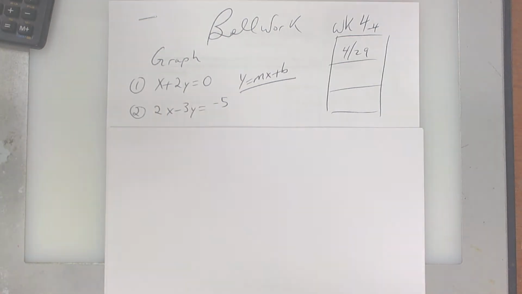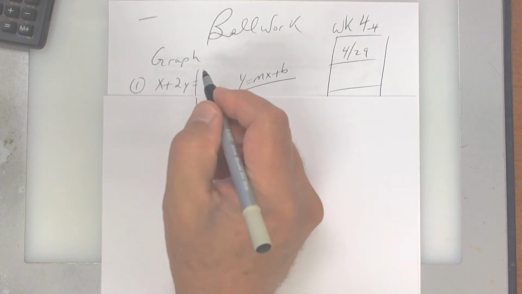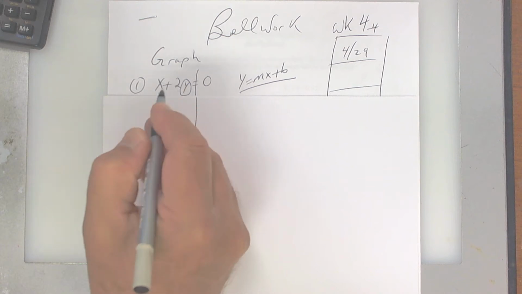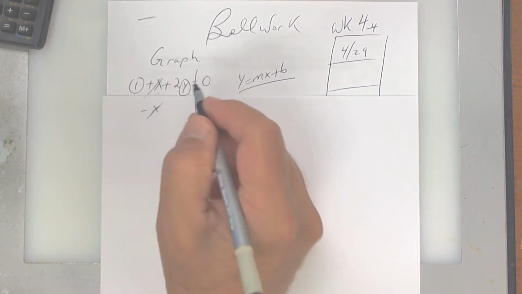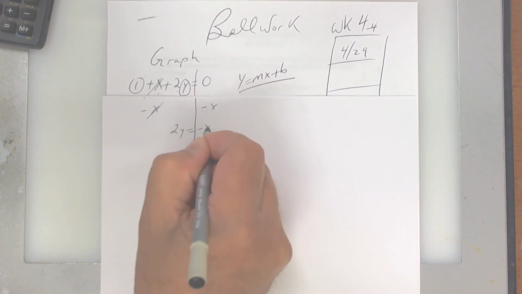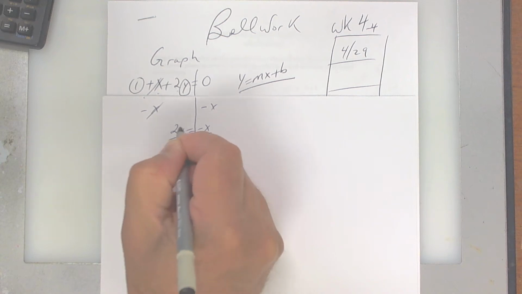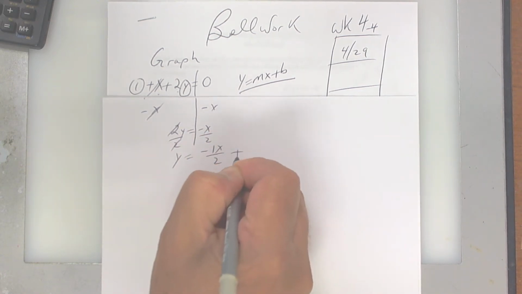All right, let's take a look here. Well, to graph these, you have to get y by itself. So draw a line and then circle the y. So you want to get rid of the x first and then the 2. So you want to subtract x because it's a plus. Then you want to divide by 2. And so you get y equals negative 1x over 2 plus 0.